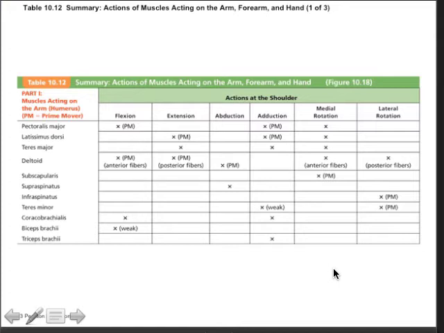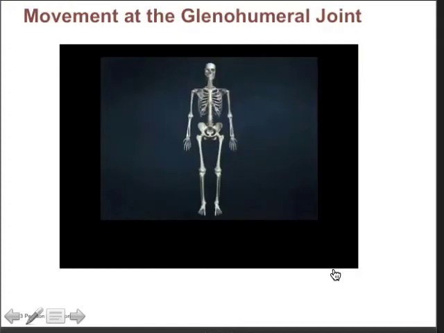Extension, which means that you're bringing the arm down towards anatomical position. And abduction, which means that you're taking the arm away from midline, and adduction, bringing the arm back towards midline. Medial rotation, rotating the arm towards midline, and lateral rotation, rotating the arm away from midline. So let's take a look at movement at the glenohumeral joint.